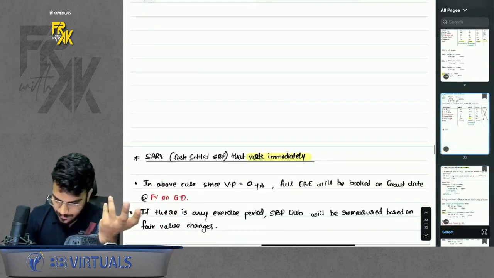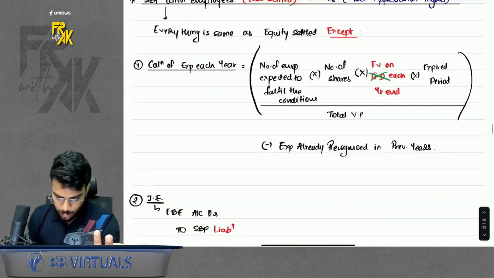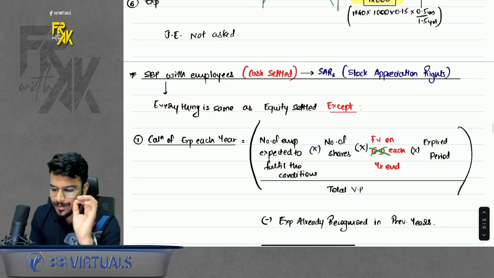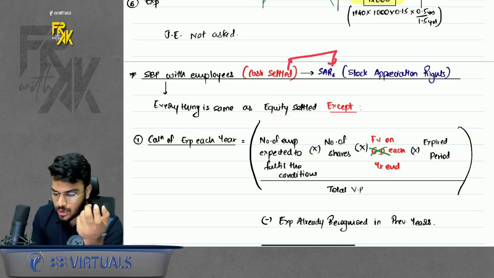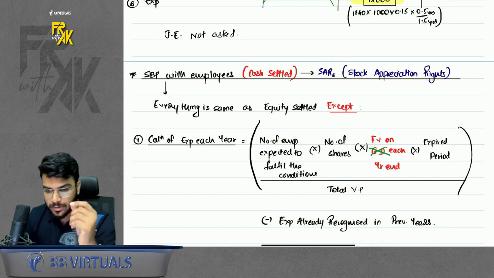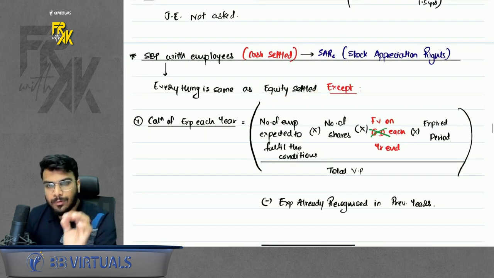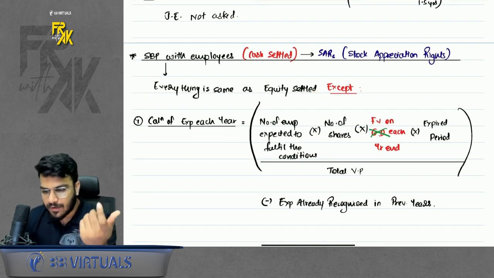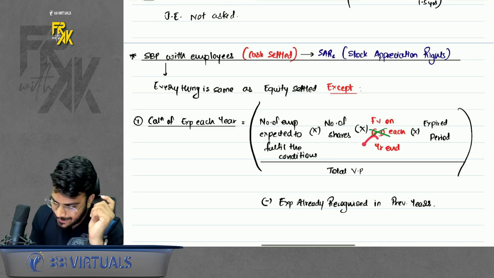Okay, cash settled. Now how to account for this? It is very simple. The accounting is the same as equity settled. These are also known as SARs, stock appreciation rights. The accounting is the same as equity settled, except that whenever you calculate expense, in case of equity, we used to take fair value on grant date. In case of cash, we will take the fair value on each year end.